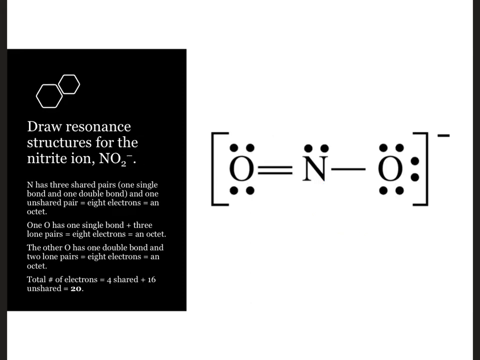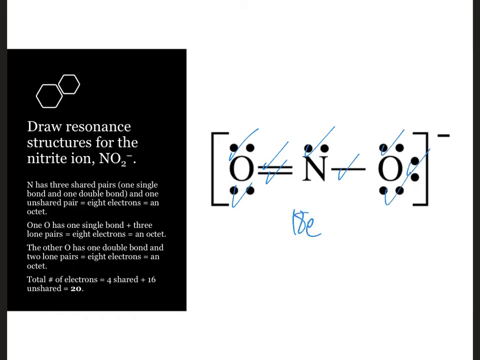Step 7. Verify duets, octets, and the total number of valence electrons. Let's check each atom. The oxygen on the left has 2, 4, 6, 8 electrons. Nitrogen has 2, 4, 6, 8. The oxygen on the right has 2, 4, 6, 8 electrons, so all octets are satisfied. Counting total electrons, we have 2, 4, 6, 8, 10, 12, 14, 16, 18.